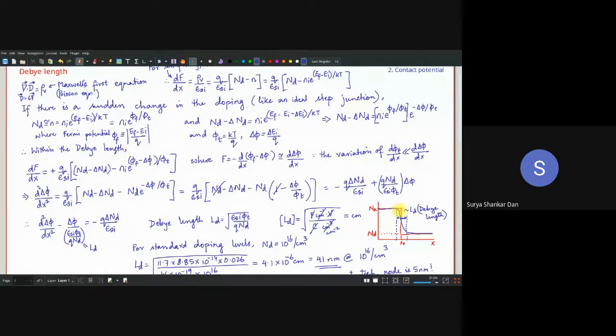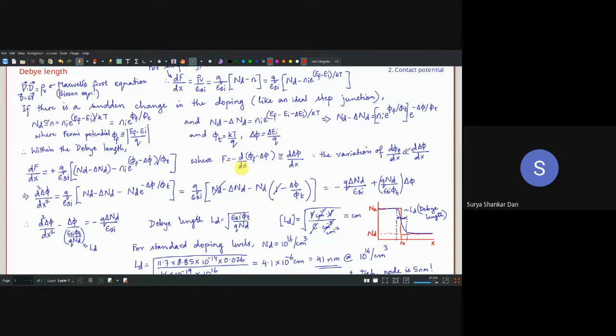Whenever you are having a variation, you are always going to have, from this relation here, this equation, I have put dF/dx is equal to q by epsilon Si. Instead of ND, I am going to consider ND minus delta ND, which is because of the change in the doping level. Similarly, instead of this phi F by phi T, I will also change this difference because of the potential variation.